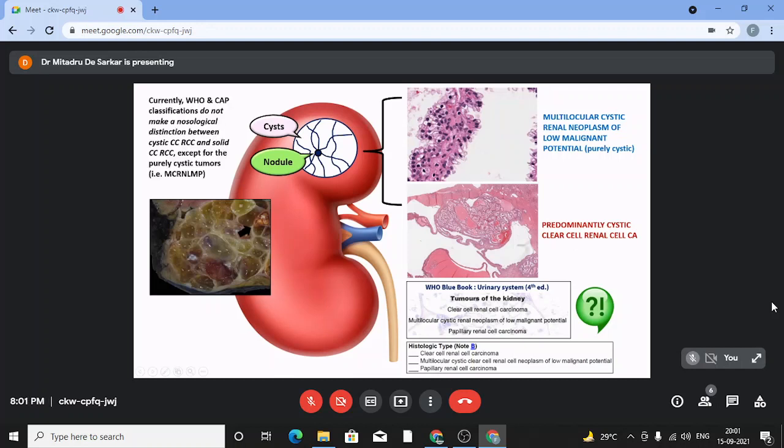I have had only one such case that I have dealt with, and in that case I had actually called it a conventional clear cell RCC, but I had given an elaborate note stressing the predominantly cystic nature and the fact that it might have a better behavior, because clinicians more often are conversant with the two extremes, that is the MCR LMP and the conventional clear cell RCC. So if you are giving out this particular diagnosis, it might not make much sense to the treating clinician.